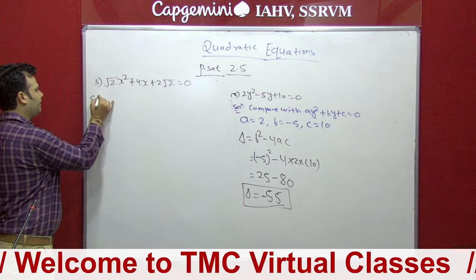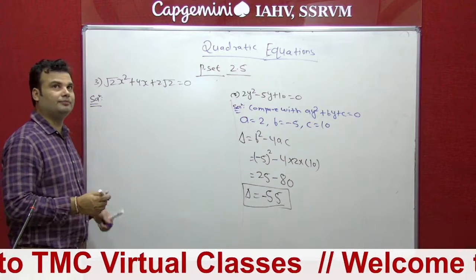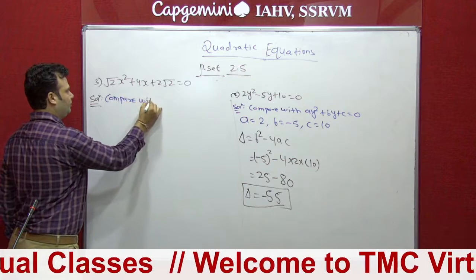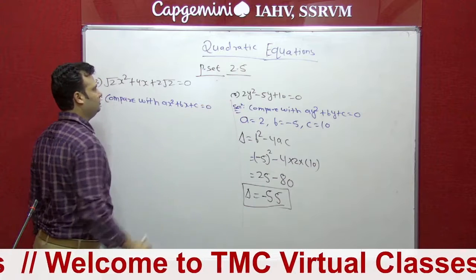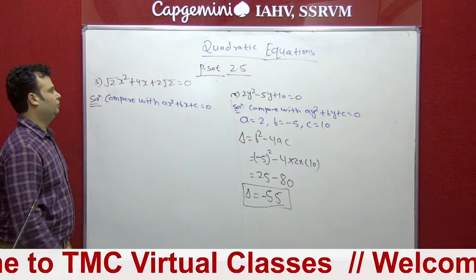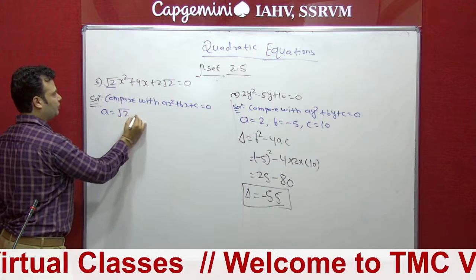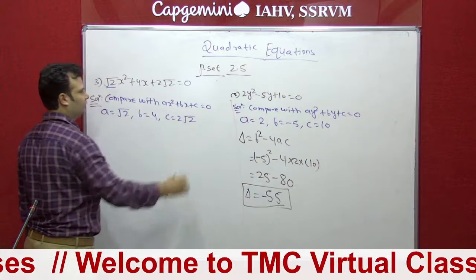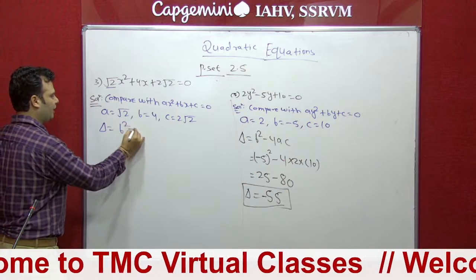Again, we can compare with same thing. So compare with again ax square plus bx plus c equal to 0. So what is the value of a here? A is given here root 2, b is given 4, and c is 2 root 2. First step done. Now next step, you have to find the value of del, means b square minus 4ac.